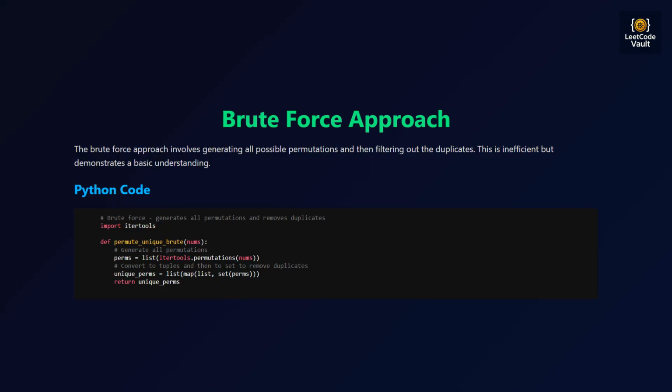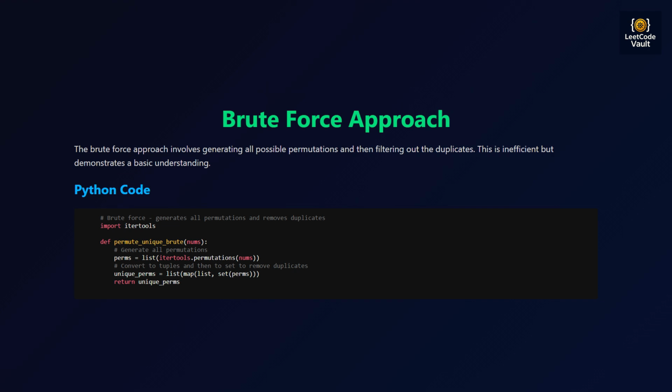Brute force approach. A brute force approach would involve generating all possible permutations and then filtering out duplicates. We could use nested loops to generate all permutations and then use a set to store unique permutations and avoid duplicates. However, this is highly inefficient.